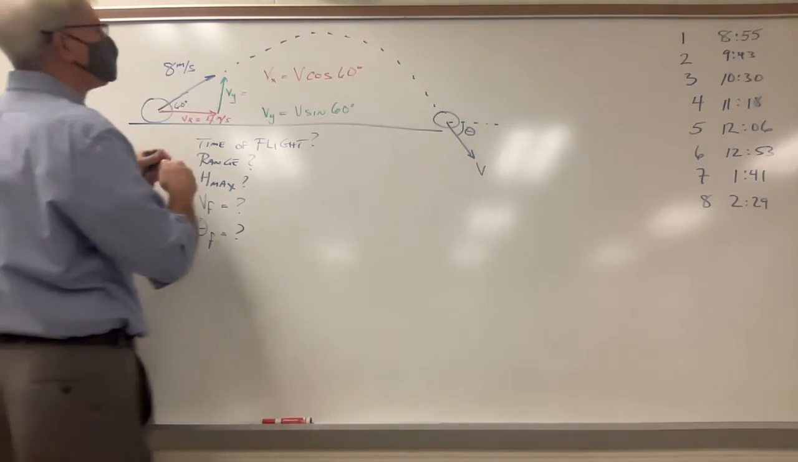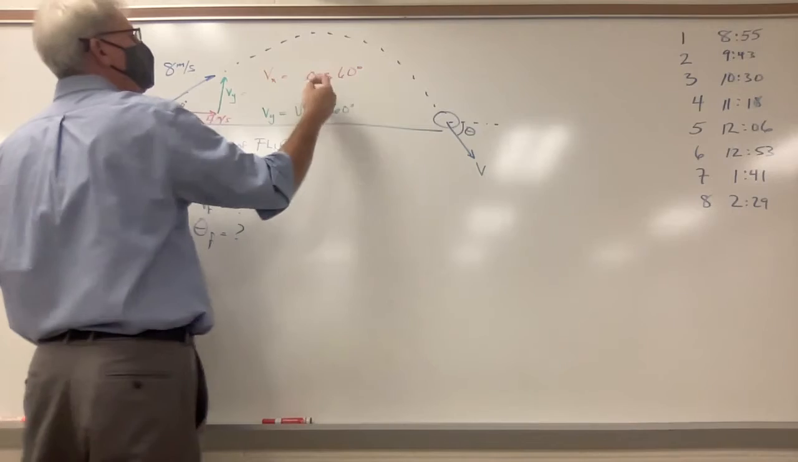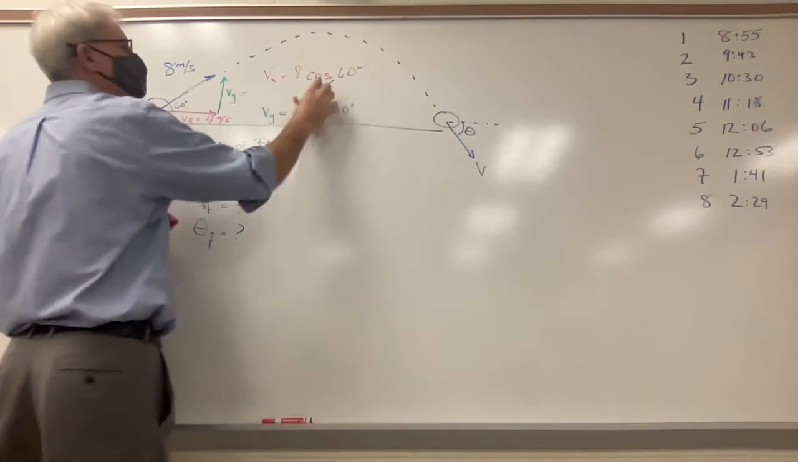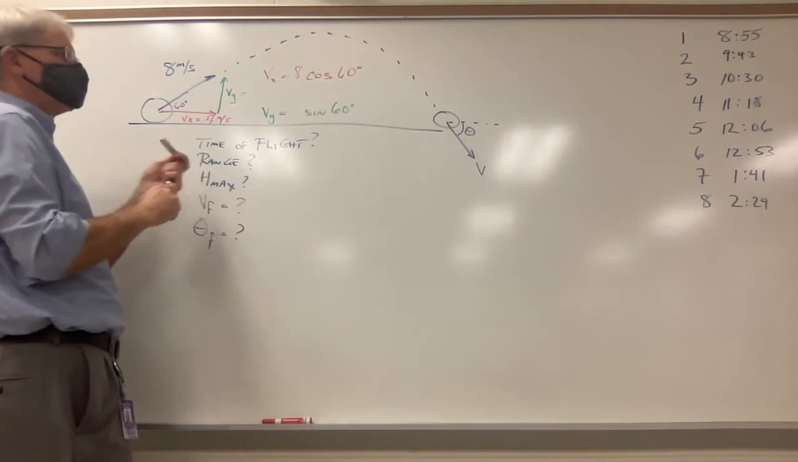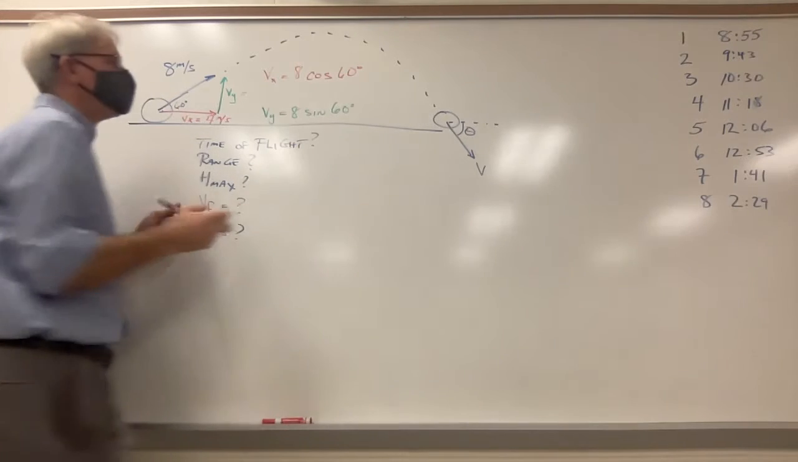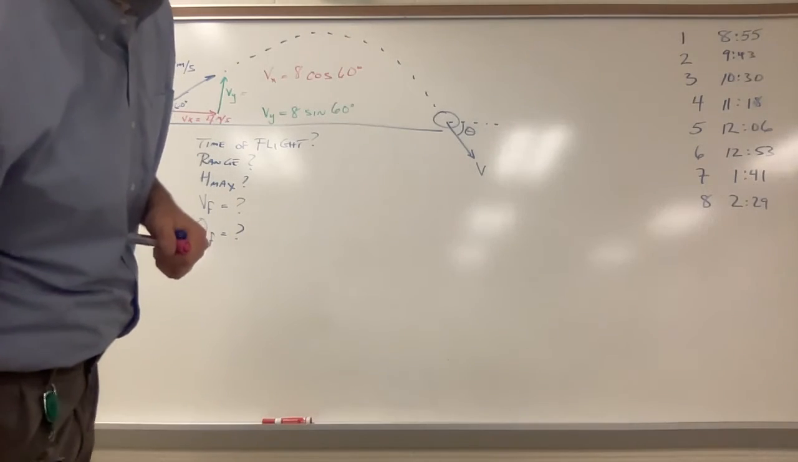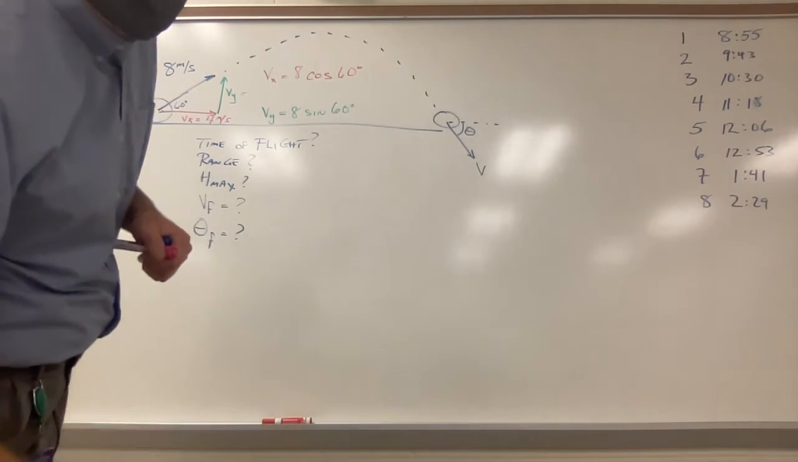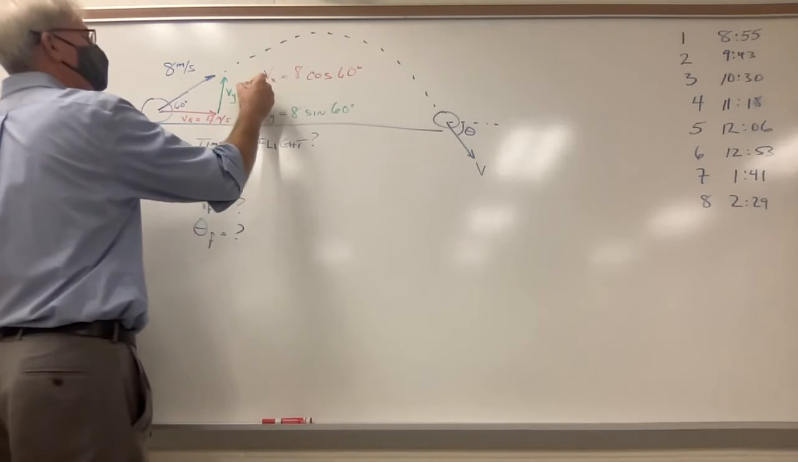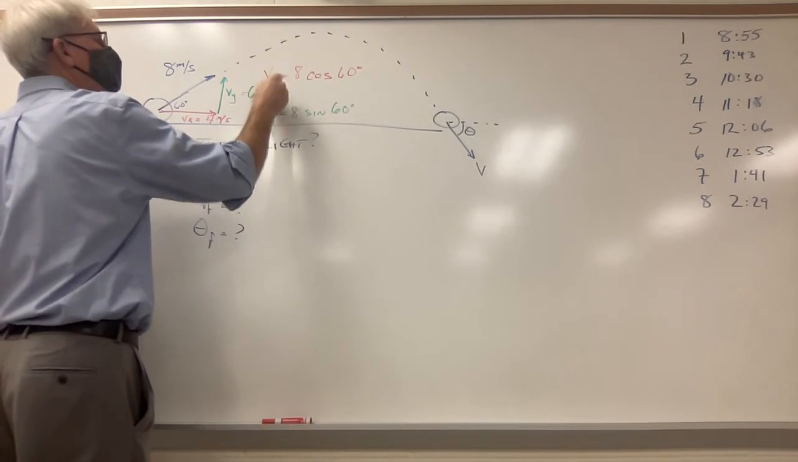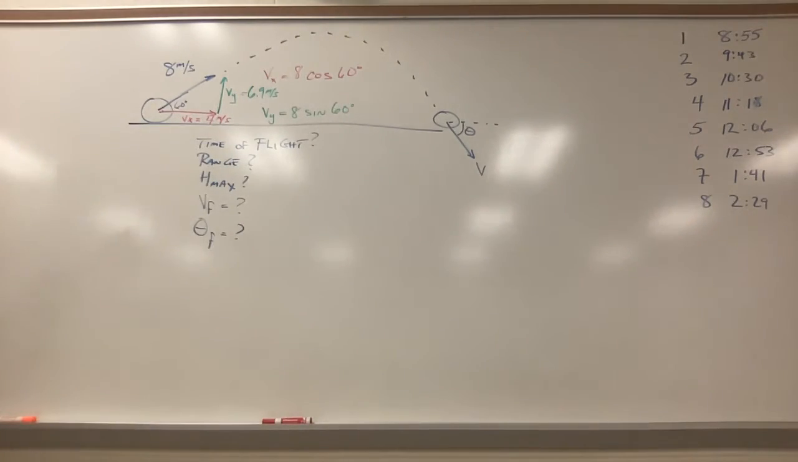So if we're solving this at home, we would do 8 cosine of 60, and then we would do 8 sine of 60. You would stick that in your calculator, and you would get 6.9 meters per second.